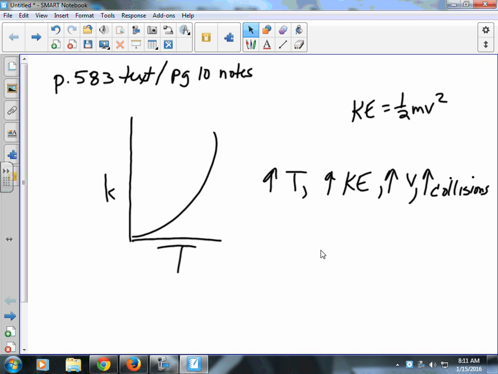Okay, now H2 plus O2 yields H2O, right? We know it's a 2 to 1 to 2 mole ratio. So, for you folks looking at the video, I'm building a model of these molecules.